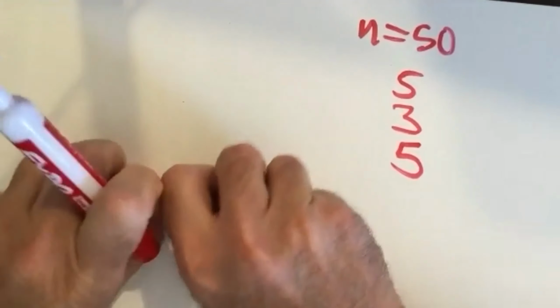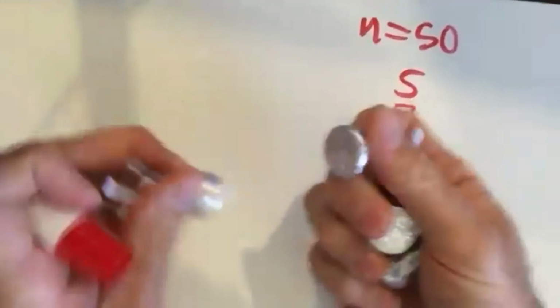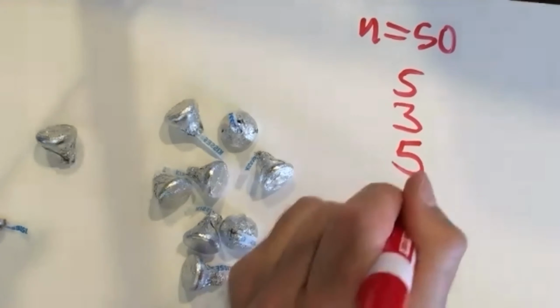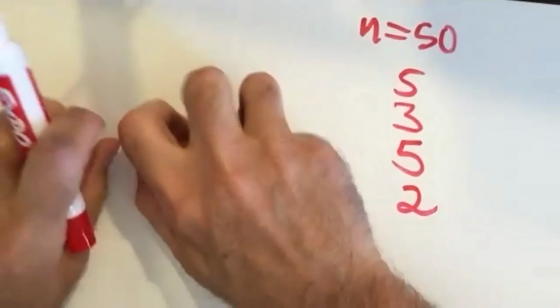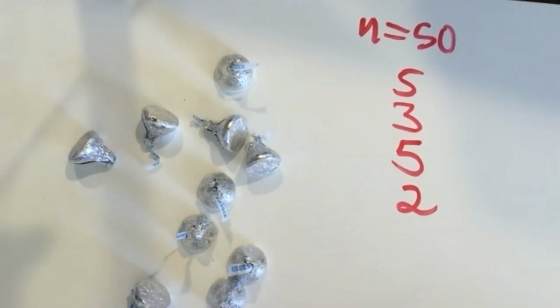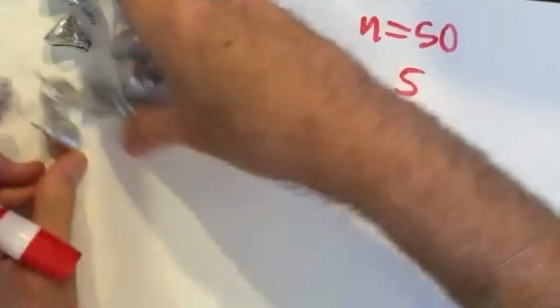Okay. Oops, that one went off the table. 1, 2, 2. Okay, so last time. 1, 2, 3, 4, 5. Okay, and so now you can eat them, be fine.